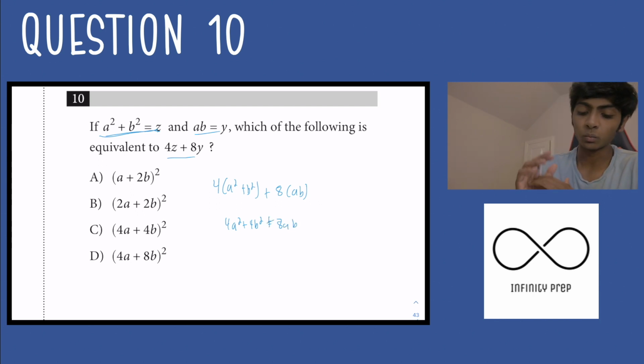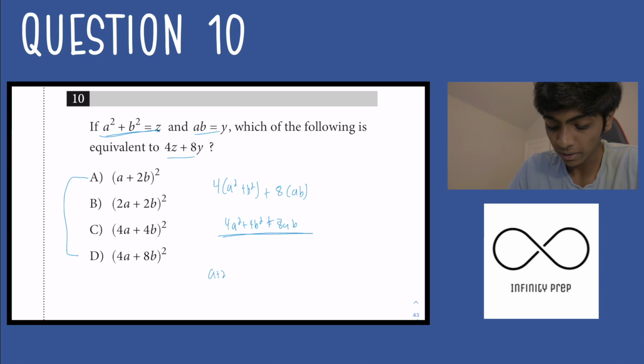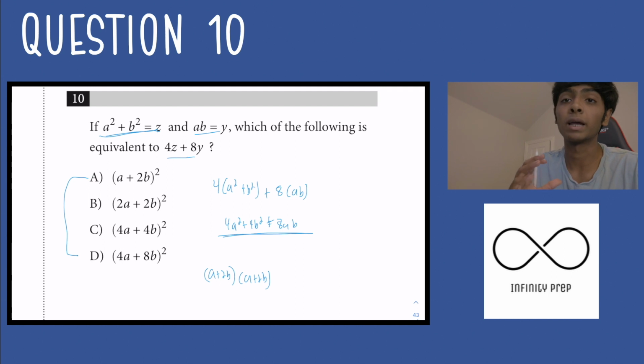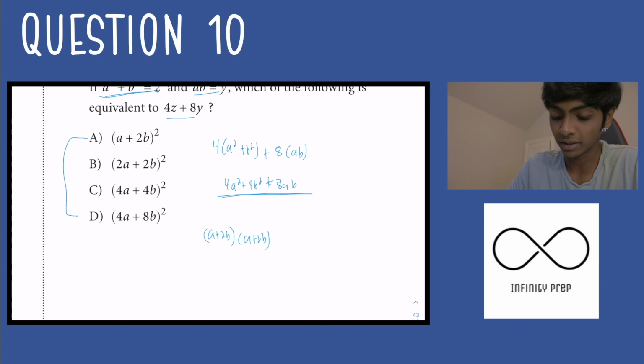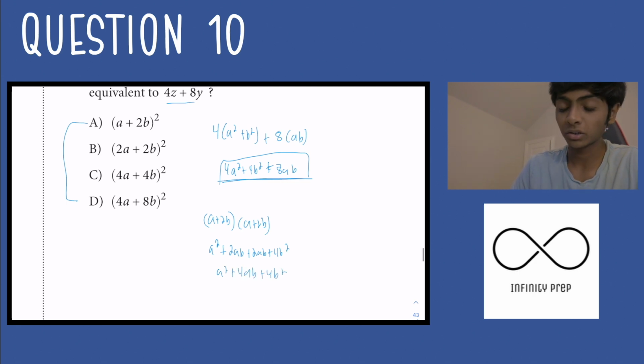And we're trying to find which of the answer choices here is equivalent to this. So we'll start off with a plus 2b times a plus 2b, because it's a plus 2b squared, which is just going to be a plus 2b times itself. And we would just multiply this out and see if it matches this. So that gives us a squared plus 2ab plus 2ab plus 4b squared, which is going to be a squared plus 4ab plus 4b squared. That does not match our answer, so we know that a is not going to be the answer.